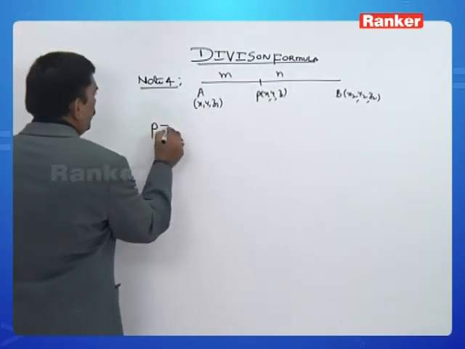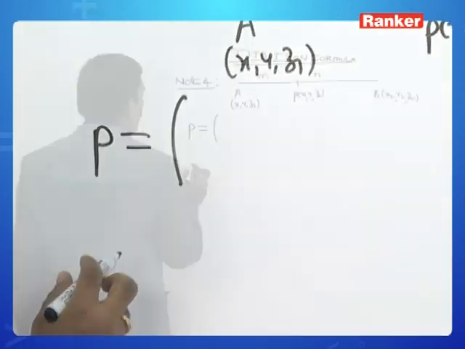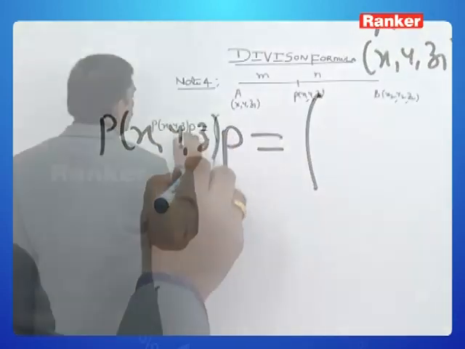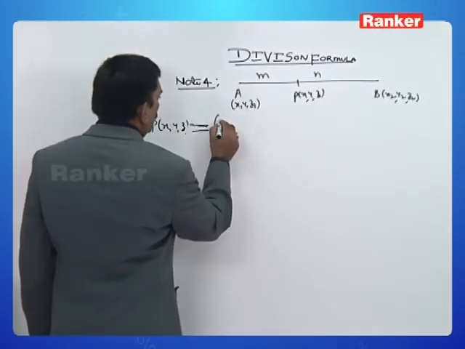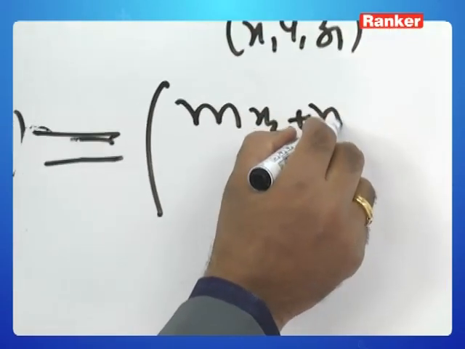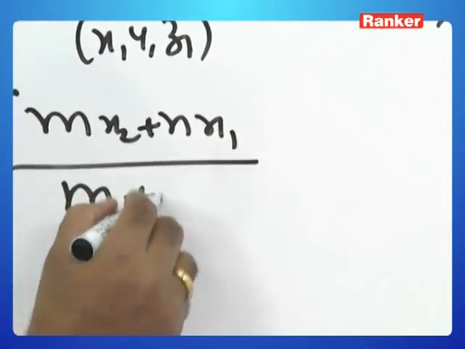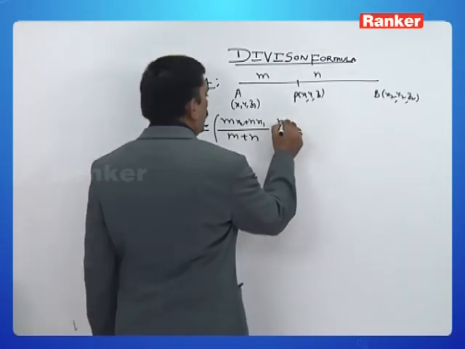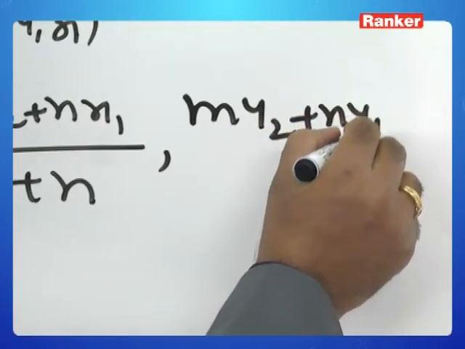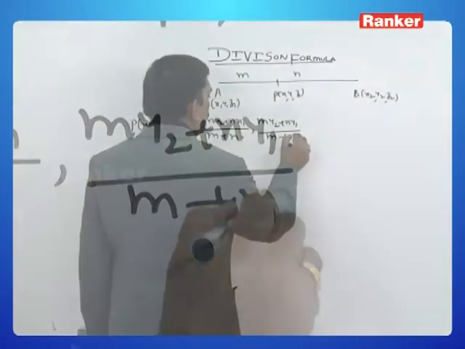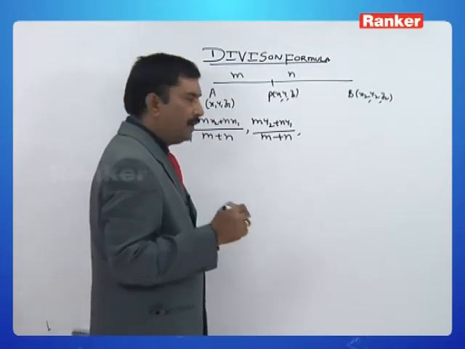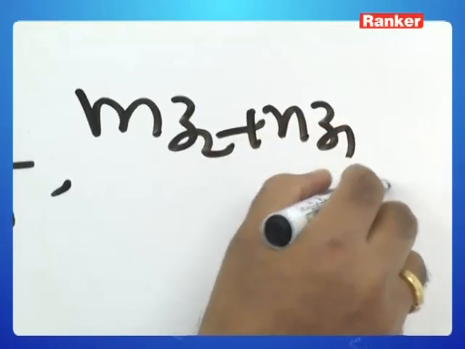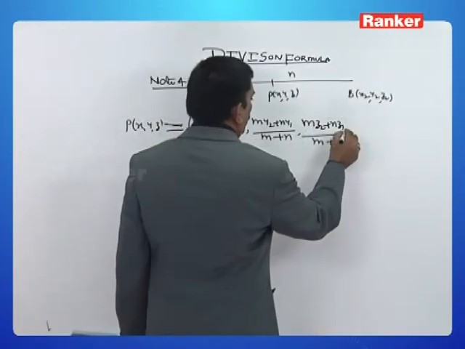then P can be written as P of x comma y comma z is equal to mx2 plus nx1 by m plus n. This is the x coordinate. my2 plus ny1 by m plus n. Next, mz2 plus nz1 by m plus n.